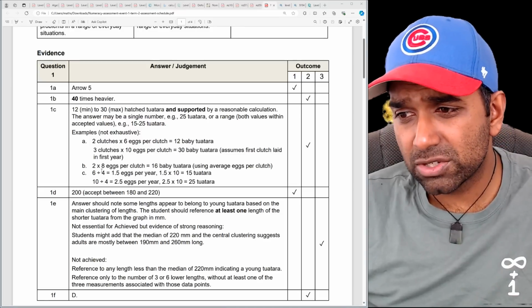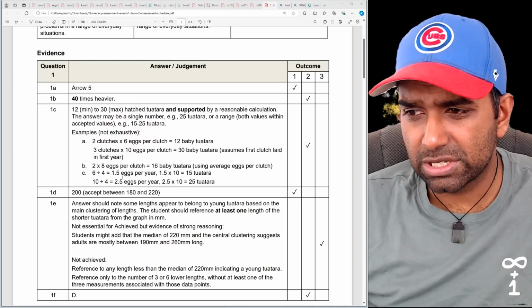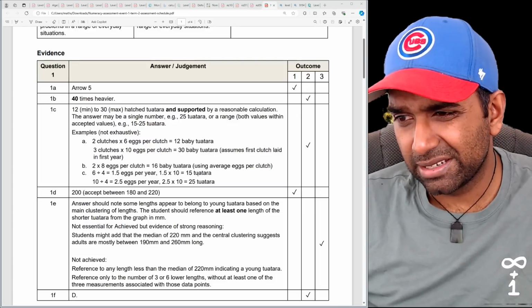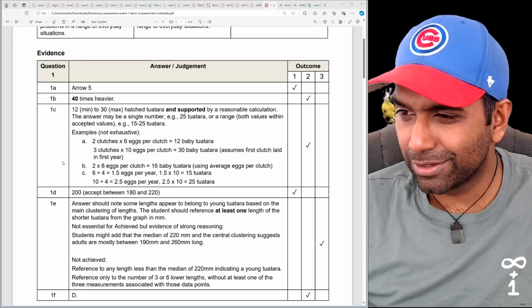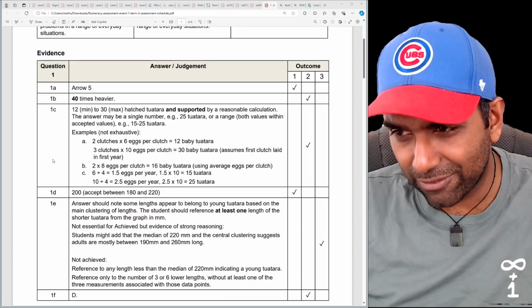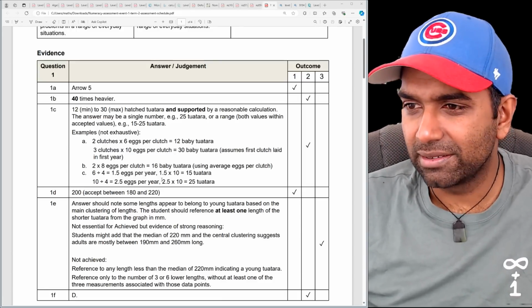So otherwise you could also do the averages. You could go 6 divided by 4, which gives you 1.5 eggs per year, and then multiplying by 10 is 15. Now, that's a little bit odd because on average you're getting 1.5 eggs per year, but it depends on when the eggs are being laid.